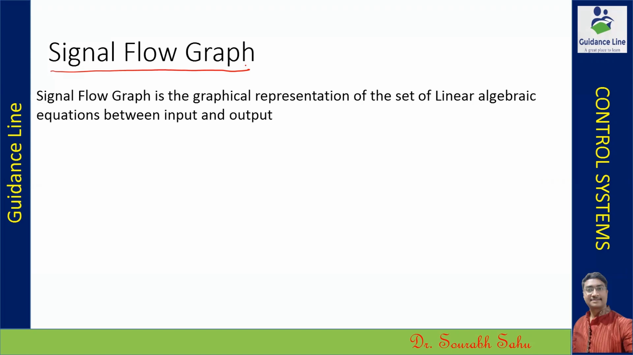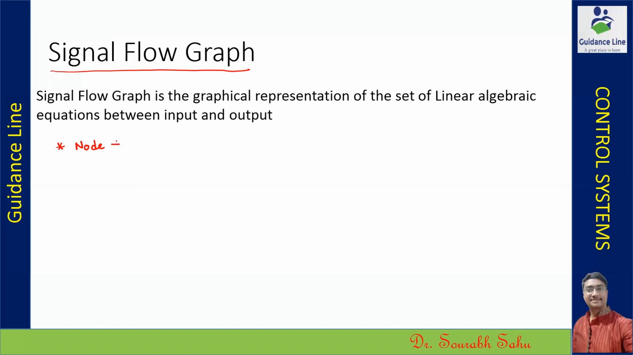because it involves lots of block gains, summing points, or takeoff points. So one method to represent a block diagram is in the form of a signal flow graph, so that we can easily evaluate the transfer function of any specific complex system. Basically, a signal flow graph is a graphical representation of a set of linear algebraic equations between the input and output.